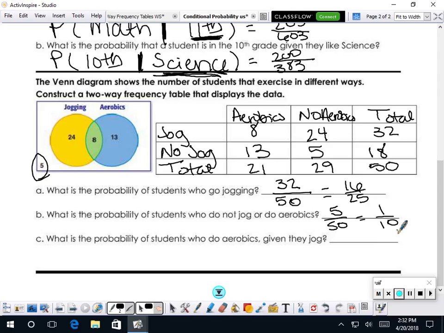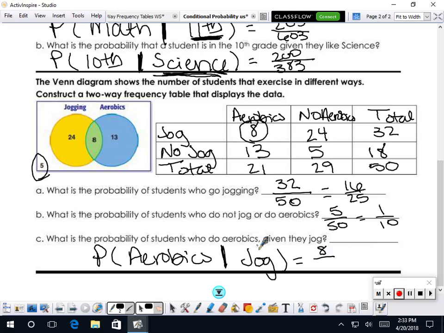C asks, what is the probability of students who do aerobics given they jog? Okay, so this is where conditional probability comes in. We're limiting our sample space here. So we want the probability of aerobics given they jog. Okay, so I want the number of people who do aerobics and jog, which is 8, out of the total number for jog, which is 32. 8 out of 32 reduces to 1/4.